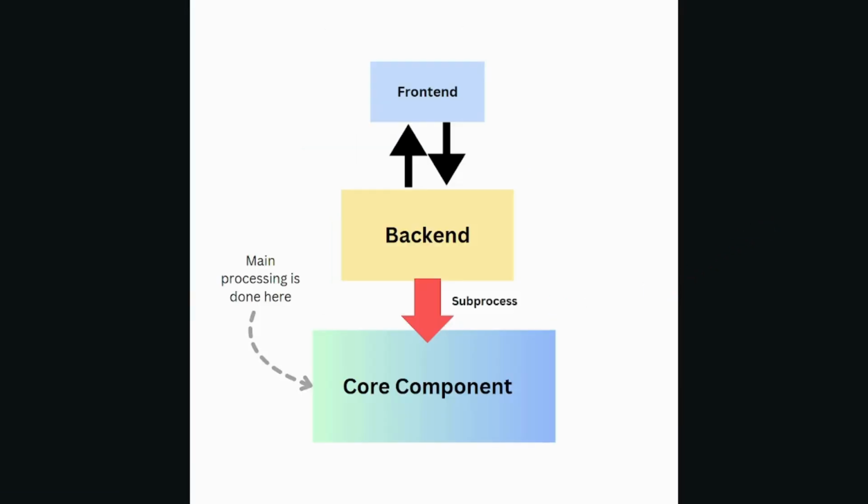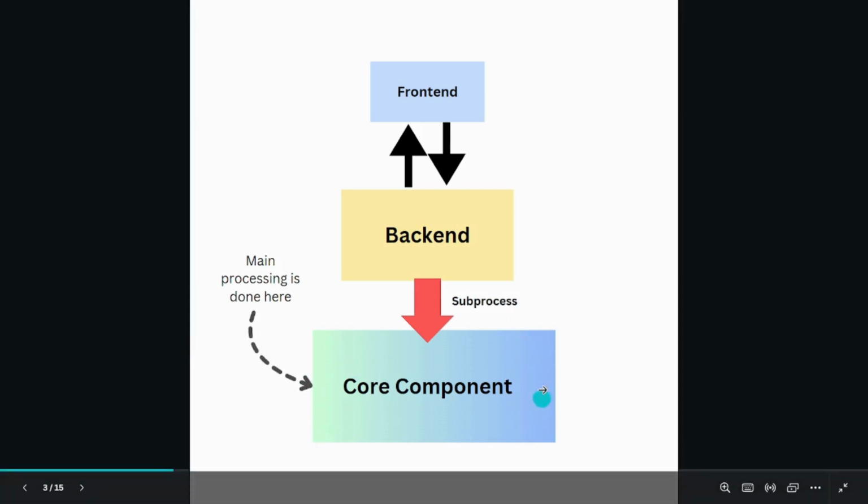So the implementation works like this. We have a front end, we have a back end, and the back end calls a sub process as the core component of the implementation of the code. The front end is built on React, as I've already mentioned, and it communicates with the backend with API calls. The backend calls the core component, which has been written in Python, as its sub process, and the main core processing is done in this core component.